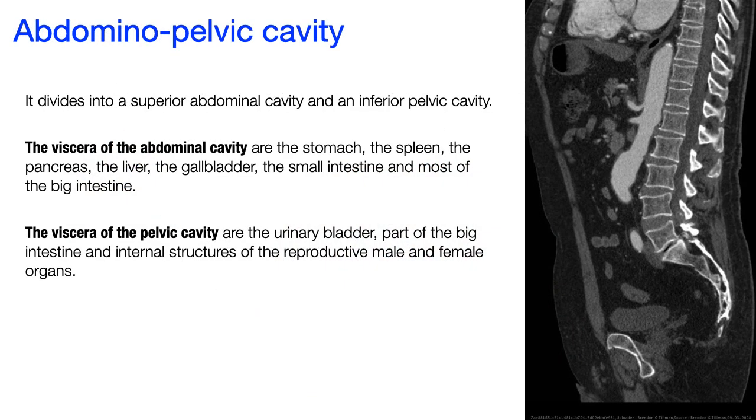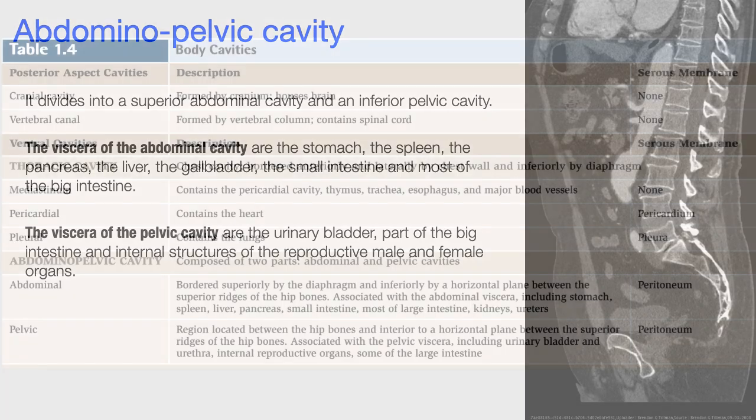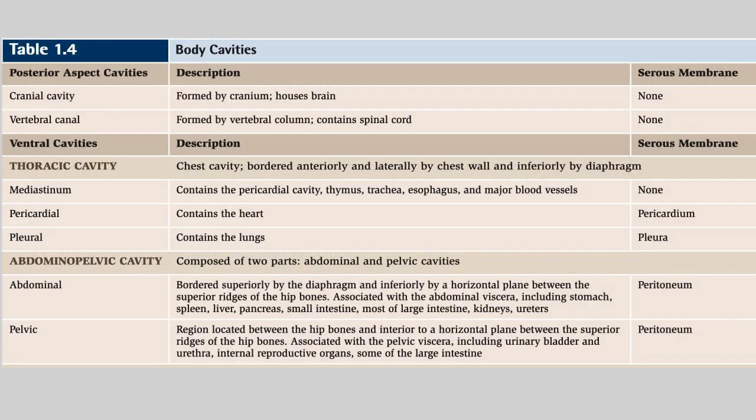The abdominopelvic cavity consists of the abdominal cavity that contains the stomach, the intestines, the pancreas, the liver, the spleen, and the gallbladder, and the pelvic cavity that contains the urinary bladder and other viscera. And here you have a table as a recap of what we just mentioned. Remember, you have the slides in the VLE as well as the link to this video.